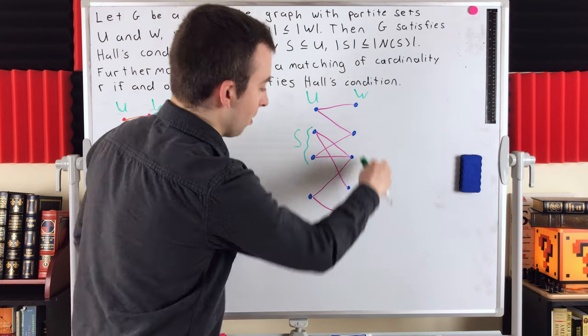You could check here by just looking at all of the subsets, right? You've got one vertex, two neighbors, good. One vertex, two neighbors, good to go. One vertex, two neighbors. Two vertices, one, two, three, four neighbors, that's real good. These two vertices, one, two, three, four neighbors, that's great. These two vertices, one, two, three neighbors, that's great. All three of the vertices, of course, together have four neighbors. So we see this subgraph satisfies Hall's condition. I think I checked all the subsets. Let me know if I missed one.